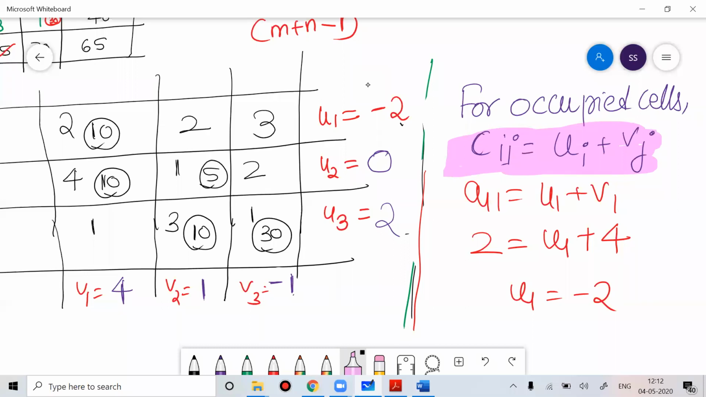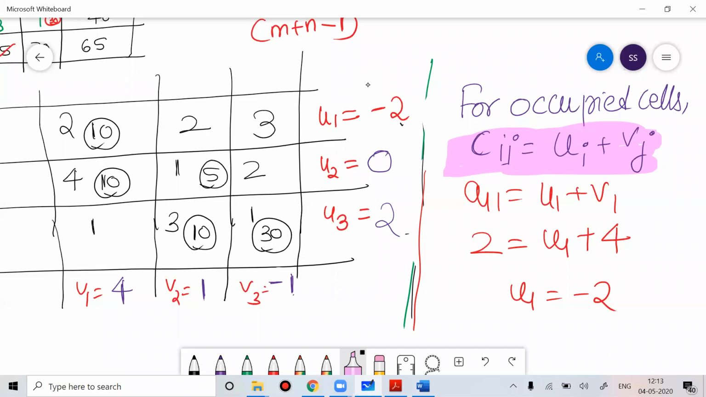Clear everyone? So we have done for the occupied cells. By working on occupied cells, we have assigned these values. I hope this is clear with everyone. Anyone have any doubt? This part is clear, everyone.